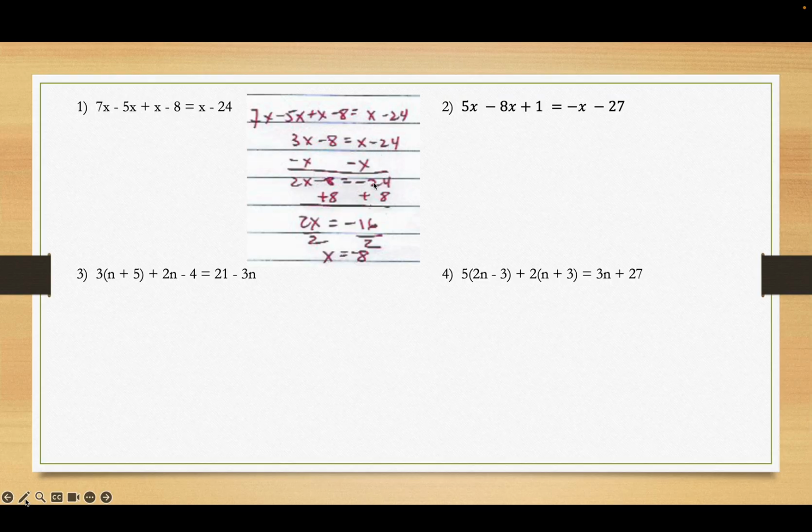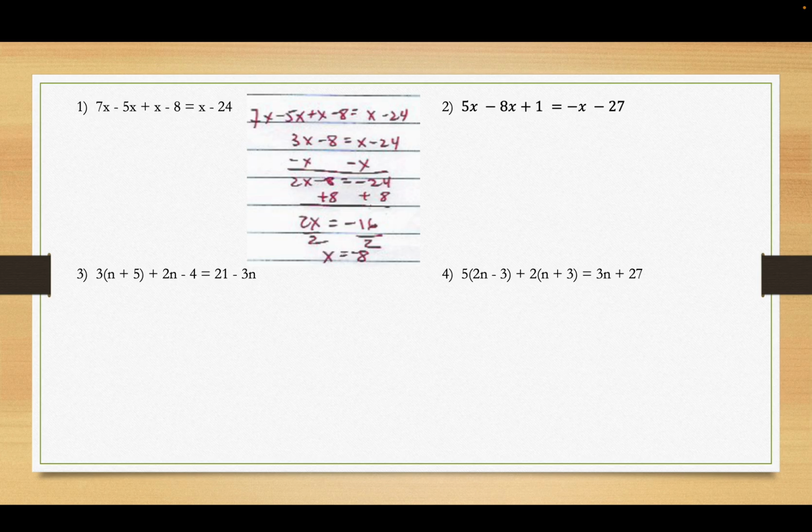Then the x's are on opposite sides. So I do opposite operation. Subtract x because this x is positive. Remember that negative sign after the x has nothing to do with the x. It has to do with 24. So minus x to both sides. 2x minus 8 is negative 24. Danger, danger, danger. Don't forget that negative sign. Add 8 to both sides. 2x is negative 16. Dividing by 2, x is negative 8.